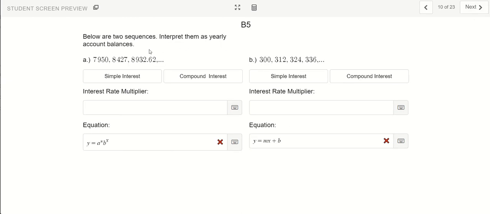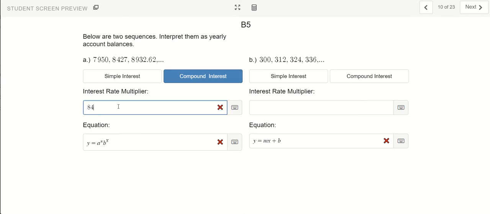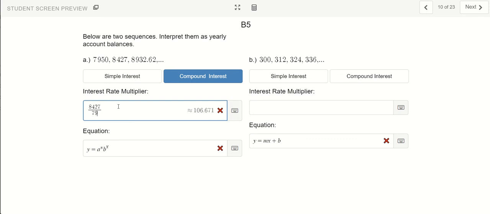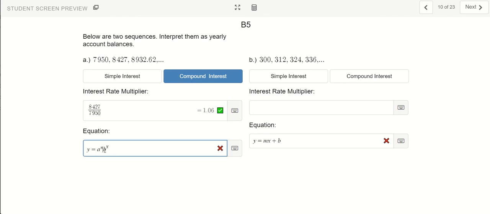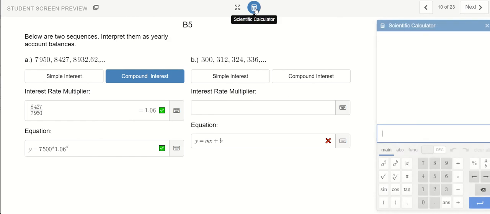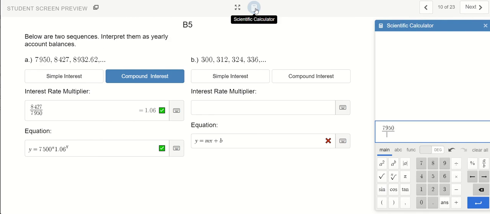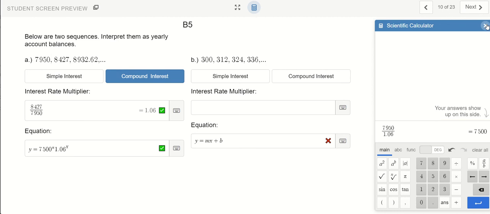Okay. Here we have two more sequences. Hope you notice that this first one is a multiplying pattern. So this is compound interest. Again, the multiplier is next divided by previous, the next number divided by the one right before it. So my multiplier is 1.06. And the initial amount, again, is not the 7,950, it's the one right before that. That would be the 7,500. To figure that out, I can take 7,950 and go backwards by 1.06, and I'm actually starting at 7,500.